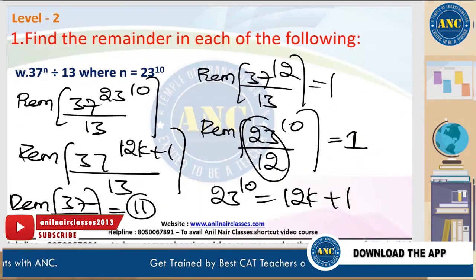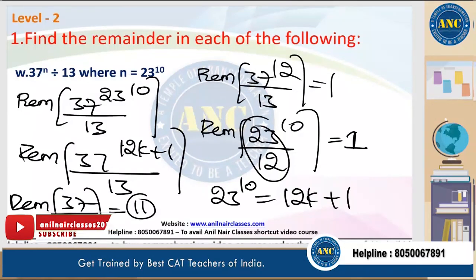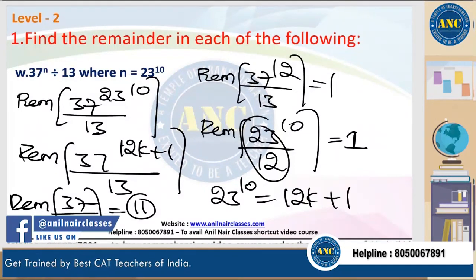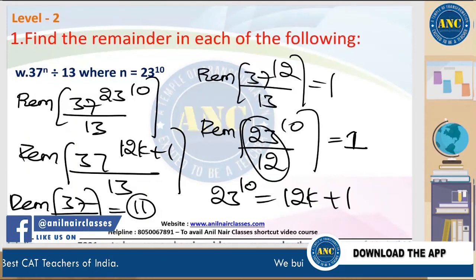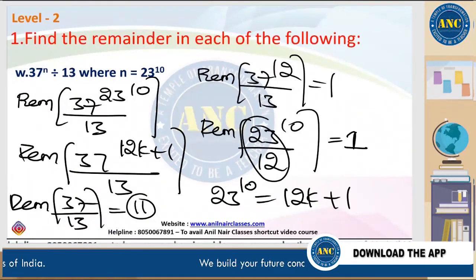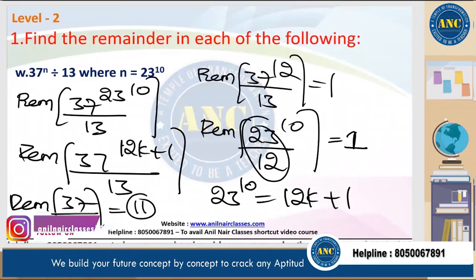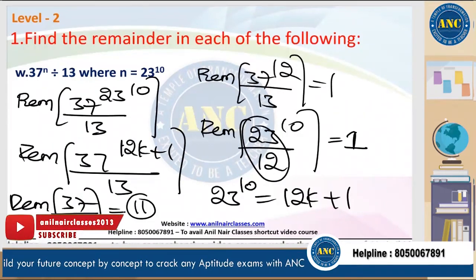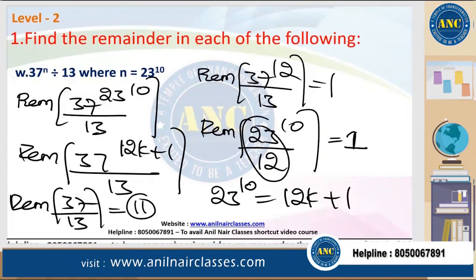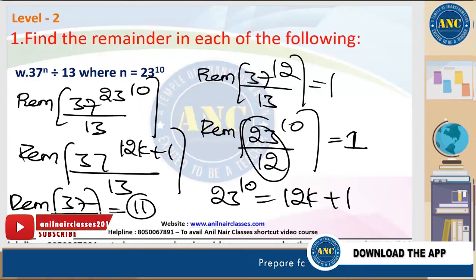37 power 23 power 10 divided by 13. You don't need to do it that way. If the denominator is a prime number, the power will be p minus 1. So 37 power 12 divided by 13. And 23 power 10 divided by 12 is nothing but 12 twos are 24, minus 1. Minus 1 power even is plus 1. So 23 power 10 is 12k plus 1.